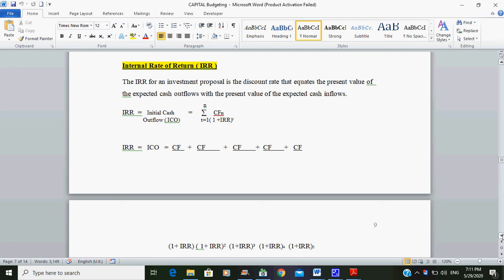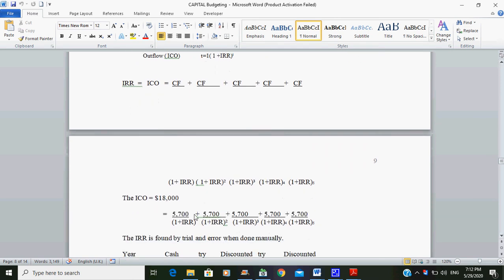Now, the IRR of an investment proposal is a discount rate that equates the present value of the expected cash outflows with the present value of the expected cash inflows. There is a formula method to do that job, but the point is we don't have the IRR. We need it. So the IRR is found by trial and error when done manually.